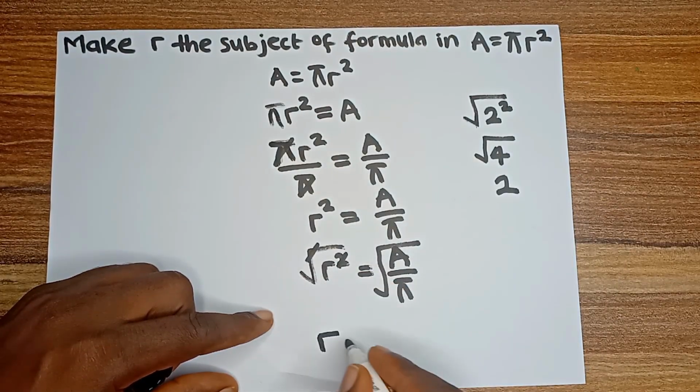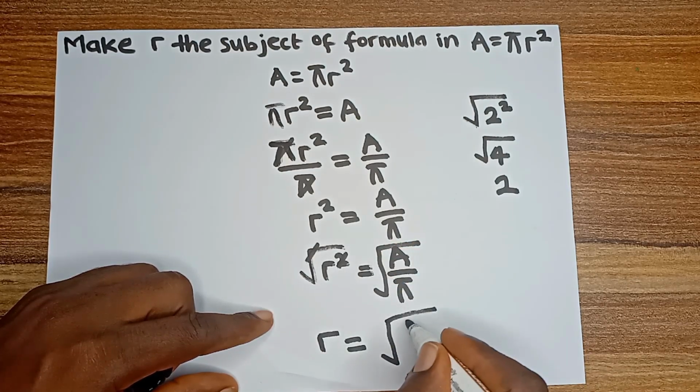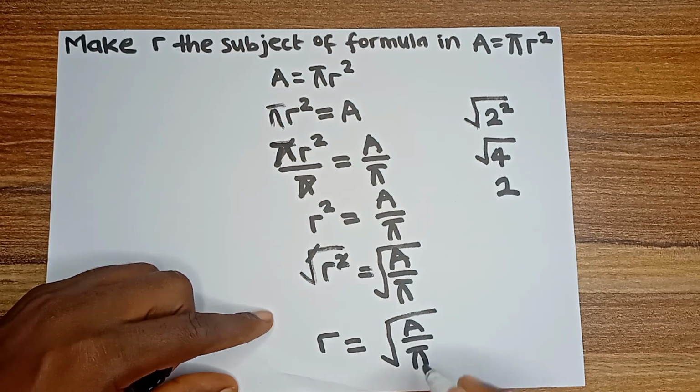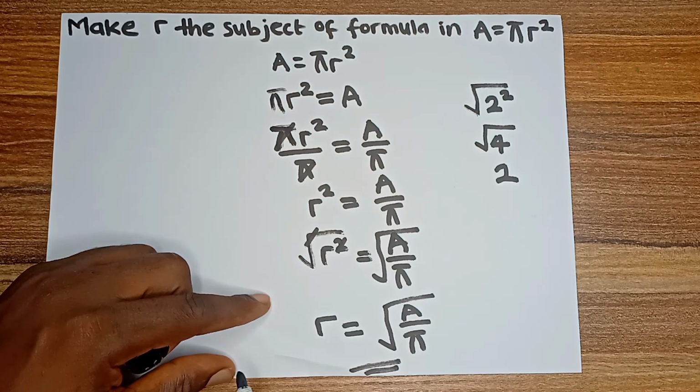We have r is equal to, there's nothing to cancel out on the right, so we have square root of A all over pi. At this point, we have succeeded in making r the subject of the formula.